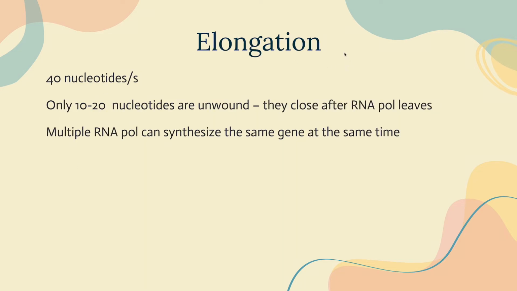So elongation is the bulk of the transcribing. Transcription elongates at about 40 nucleotides per second. Only 10 to 20 nucleotides are unwound at the same time, and they close right after RNA polymerase leaves. And multiple RNA polymerases can synthesize the gene at the same time.